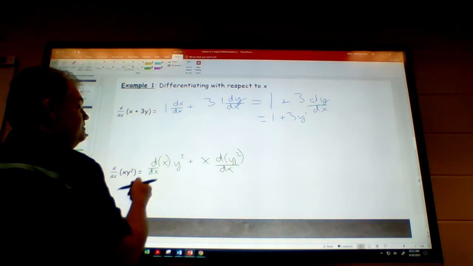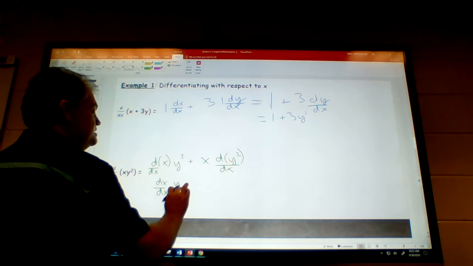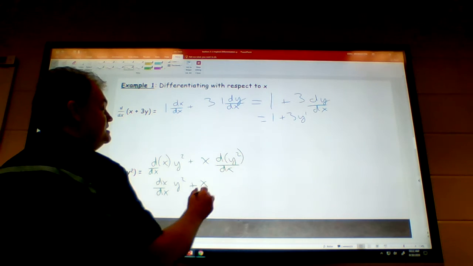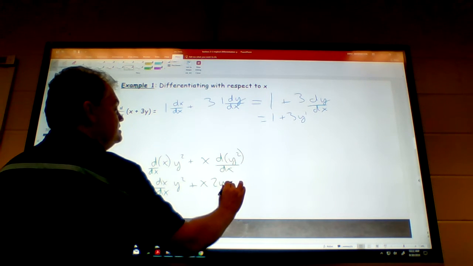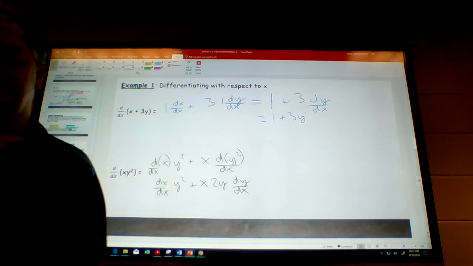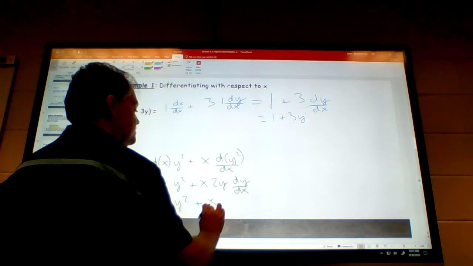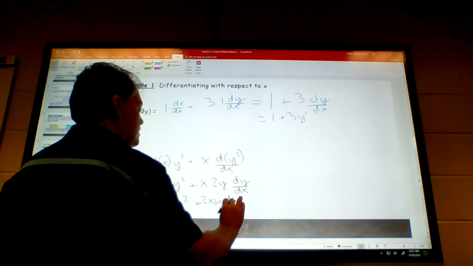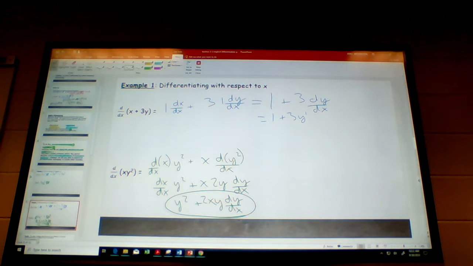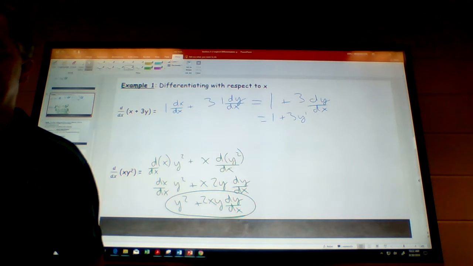So the derivative of x is just simply 1, so it's dx over dx times y to the second. We'll simplify that in a moment. Plus x times the derivative of y to the second, which is going to be 2y times dy over dx. And then that's just simply going to give us y squared plus 2xy dy over dx. That's what we end up with. That is an example of implicit differentiation. So basically we have multiple different terms.